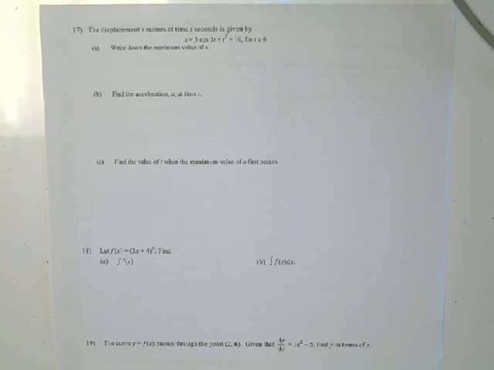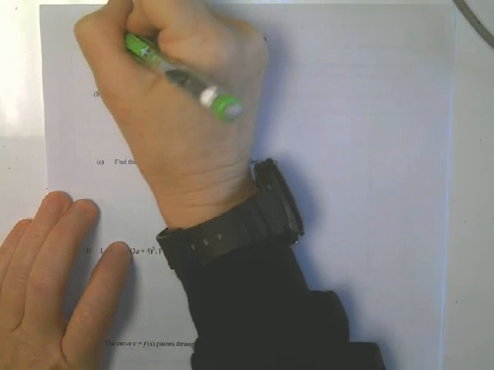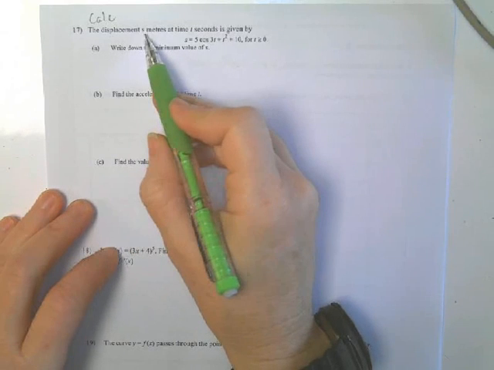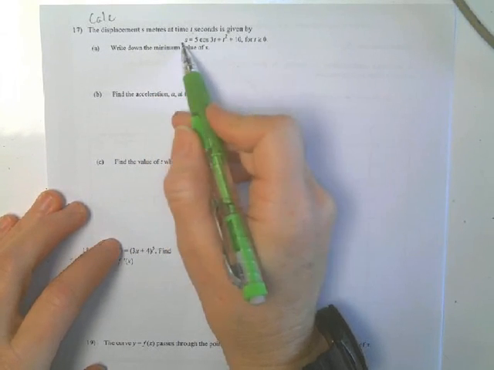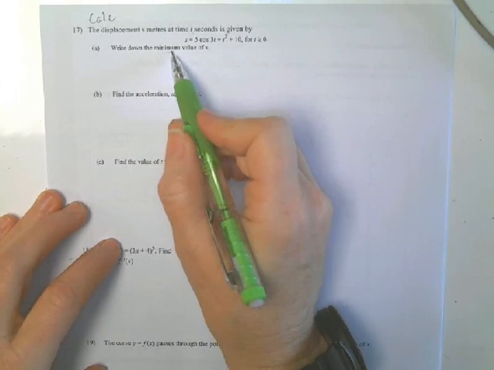Okay, here comes problem number 17. This one's going to be calculator, so we don't have to show much work here. Find the displacement, s meters at time t seconds, given by, okay, so here's our displacement. Write down the minimum value of s.